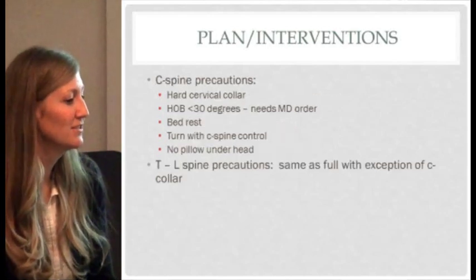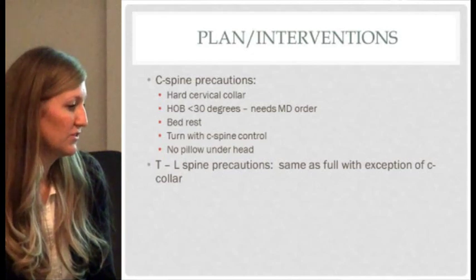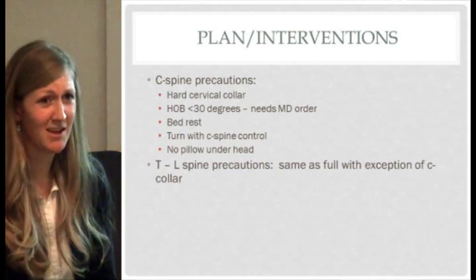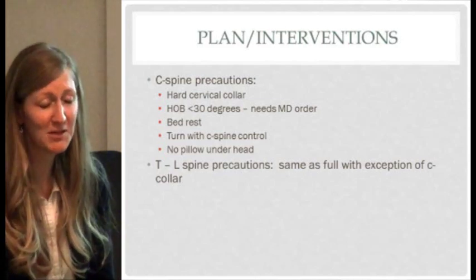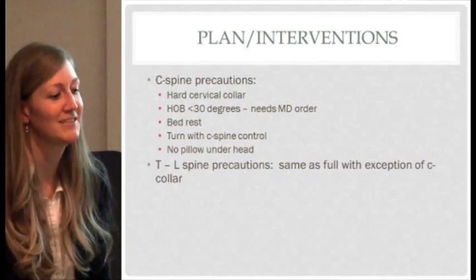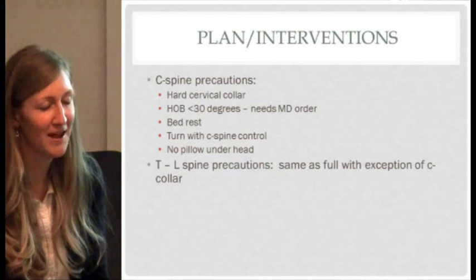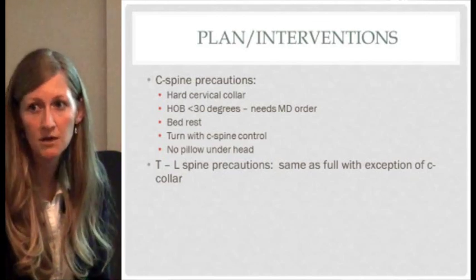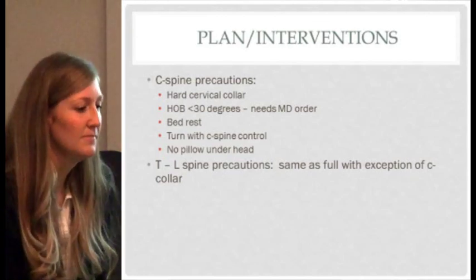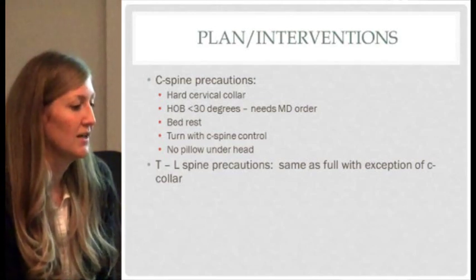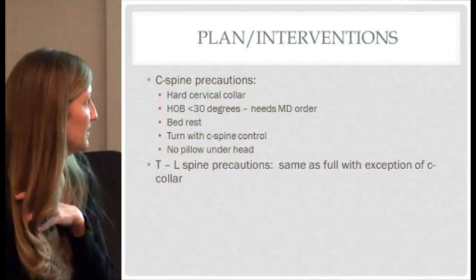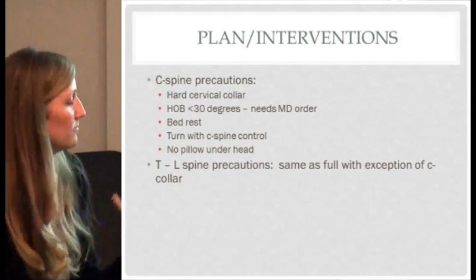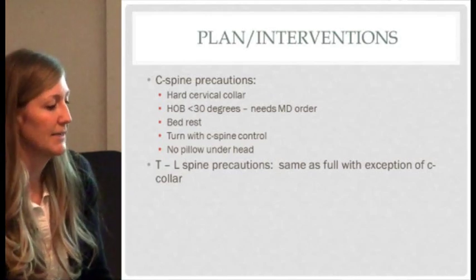So C-spine precautions, generally it's just the hard cervical collar. A lot of times they'll have that orange styrofoam looking collar. That's the Philadelphia collar initially, and then hopefully if they do have an injury, they'll get switched over to our Miami J collar. And there'll be no pillow, and then of course just turn with C-spine under control. So it doesn't have to be 3 or 4 people at a time.